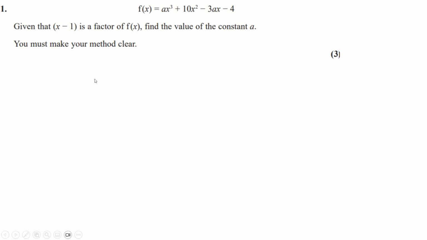So the first question is quite hard. It's quite a difficult start, because the simpler the question, the harder this challenge is. Because there's just an obvious way of doing this, right? You do f of 1 equals 0 and you solve that equation for a and you get the answer.